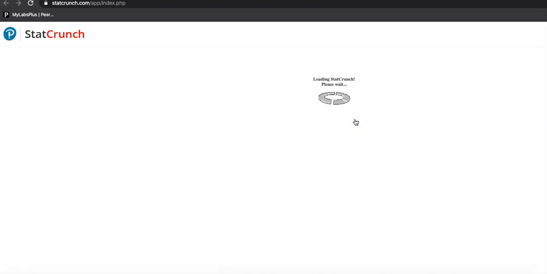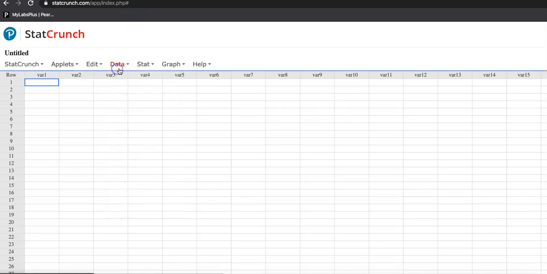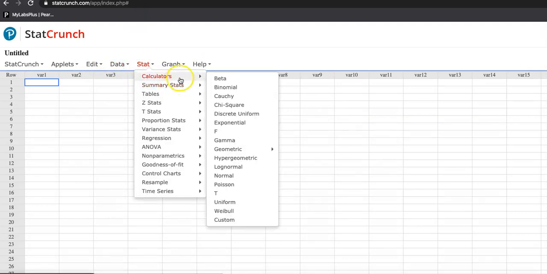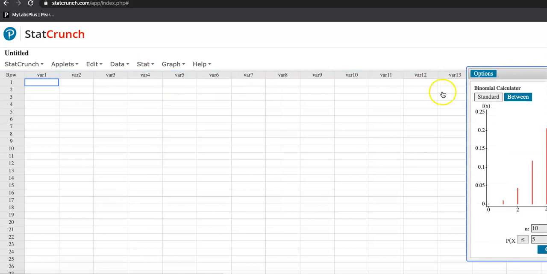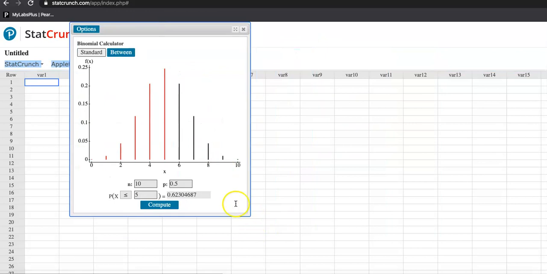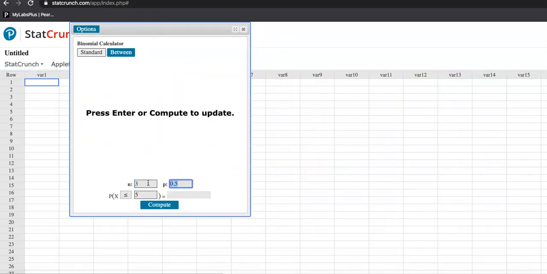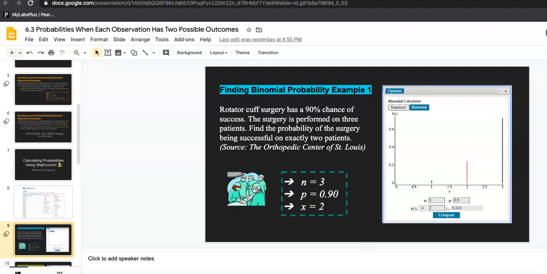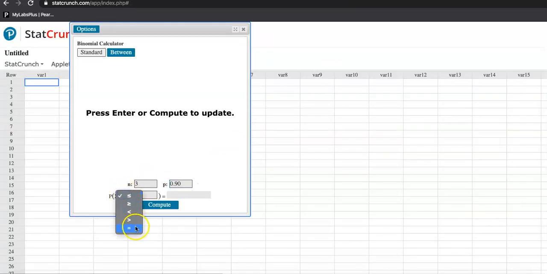Open StatCrunch and go to Stat, Calculators, and Binomial. Click. Here we're going to enter n and p. I hope you can see everything clearly. n is exactly 3 patients that we were performing the surgery on, and the rotator cuff surgery had a success rate of 90%, but let me double check. p was 90%. And we want to find the probability of the surgery being successful on exactly 2 patients. So make sure x equals 2, and you hit compute.